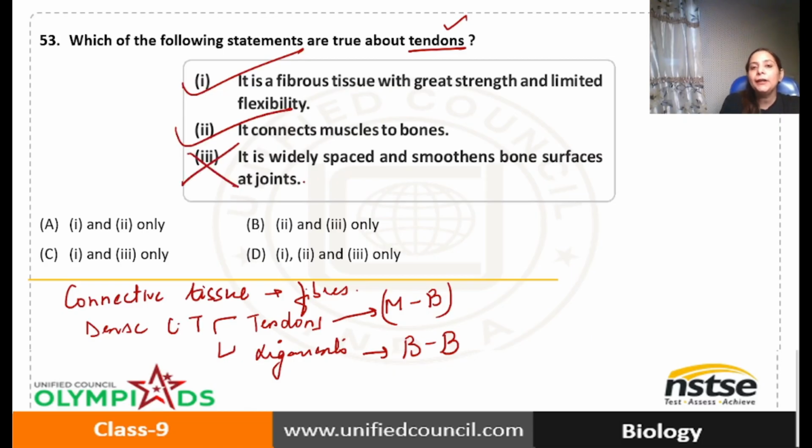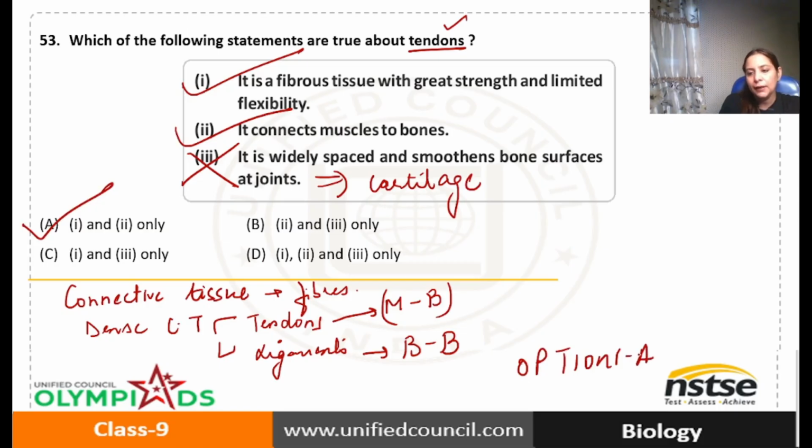It is widely spaced and smoothens bone surfaces at joints. It is false for tendons, because we are describing cartilage, not a property of tendon. So basically here, which statements are correct in accordance with tendons? That is 1 and 2. So which option is correct here? Option A is correct. So the correct answer is option A.